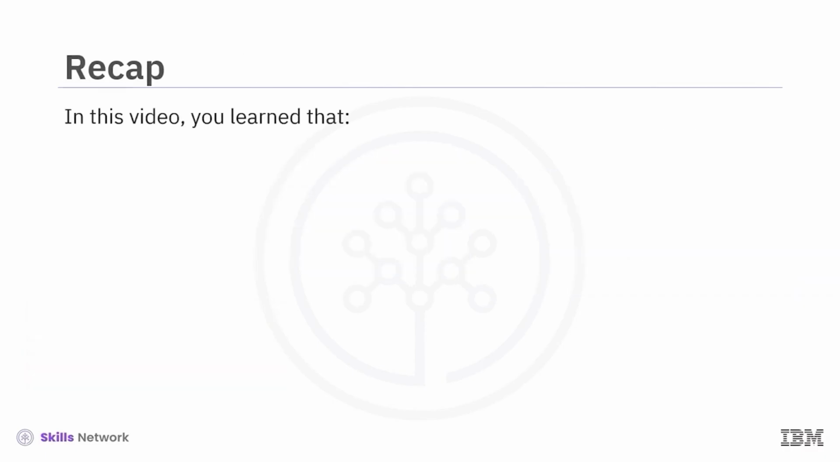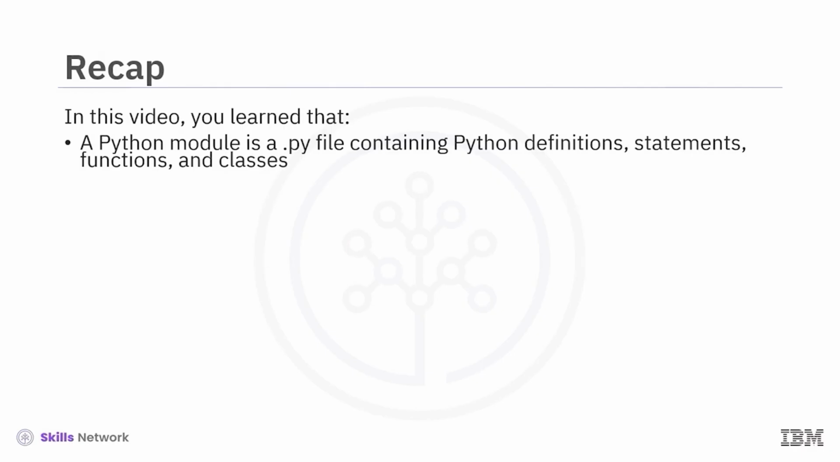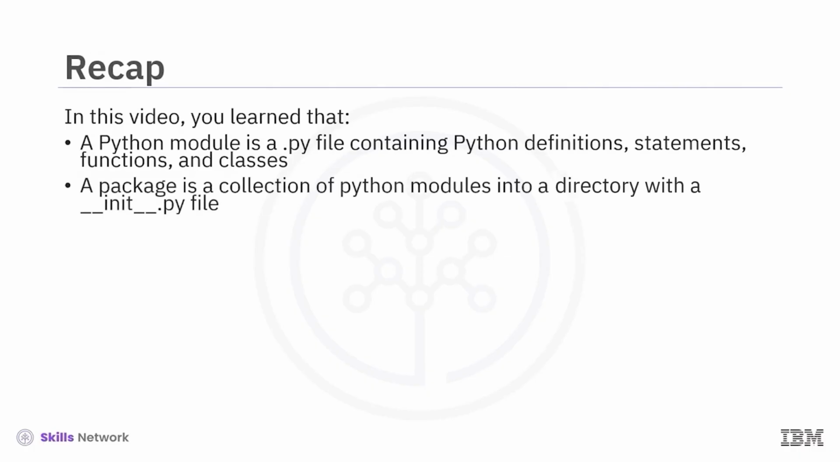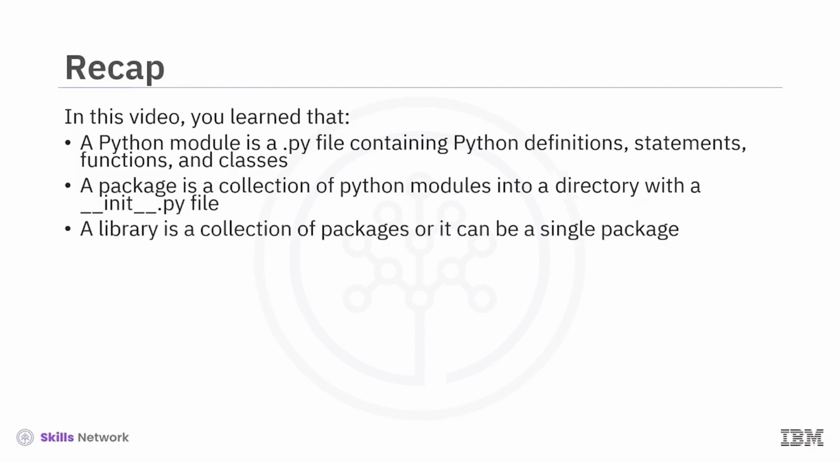In this video, you learn that a Python module is a .py file containing Python definitions, statements, functions, and classes. A package is a collection of Python modules in a directory with an __init__.py file. A library is a collection of packages, or it can be a single package.